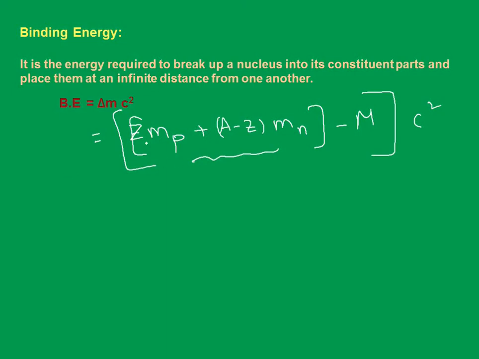And if you calculate this delta m, the mass difference or mass defect, in atomic mass units, then binding energy can be given as BE is equal to delta m into 931.5 MeV.